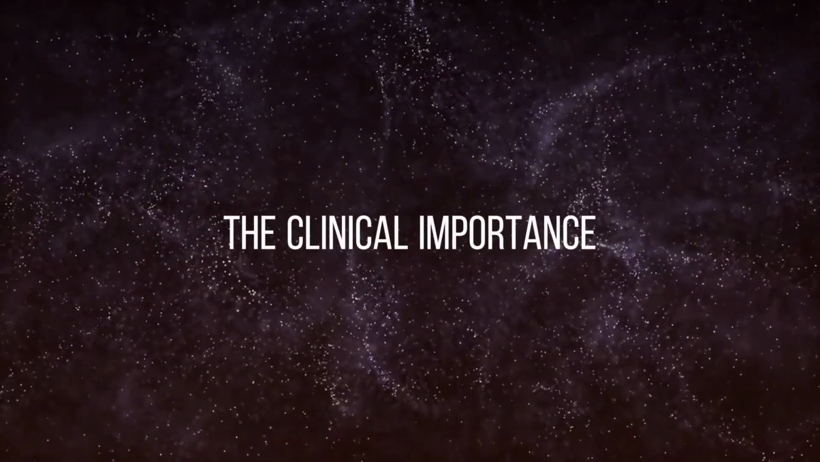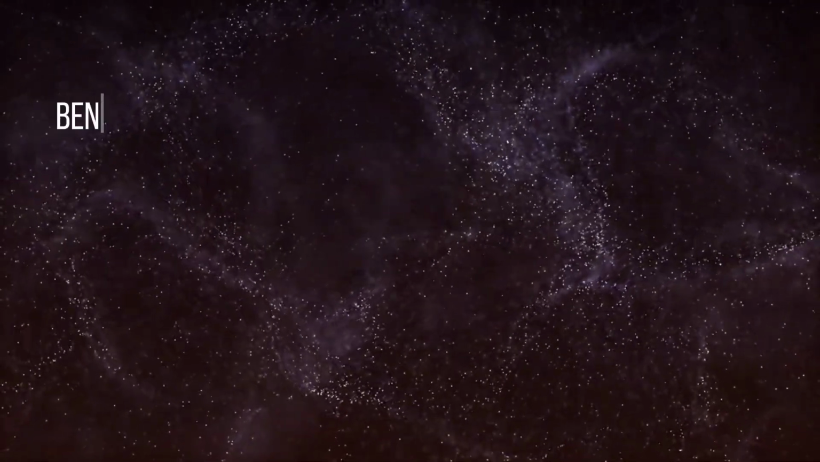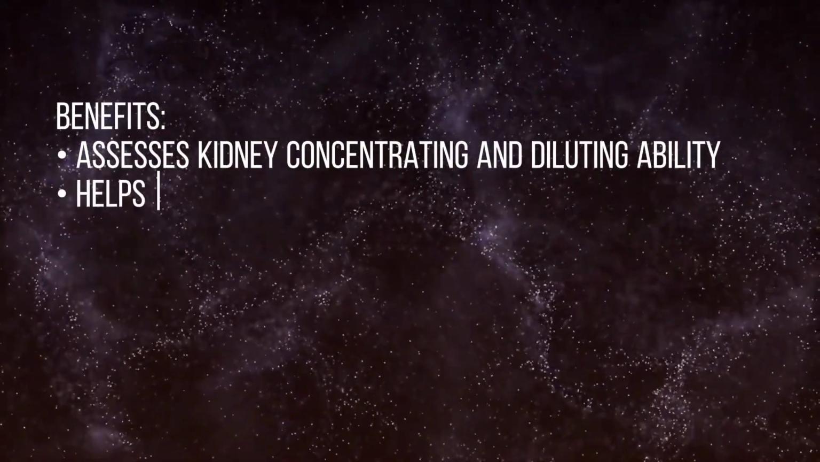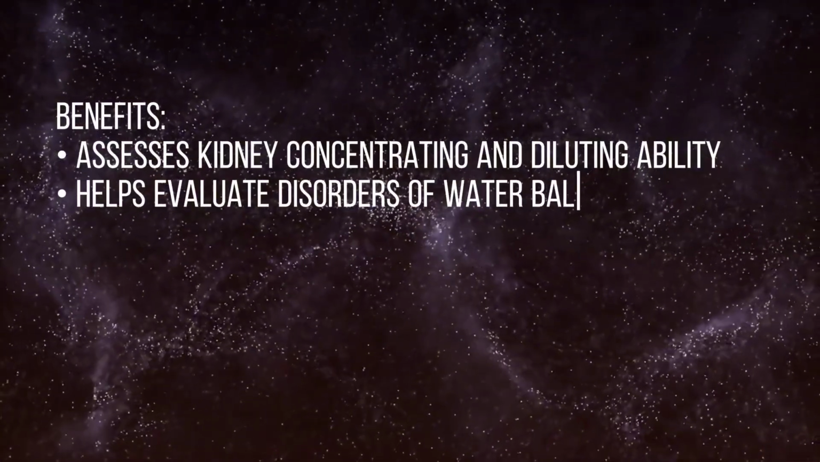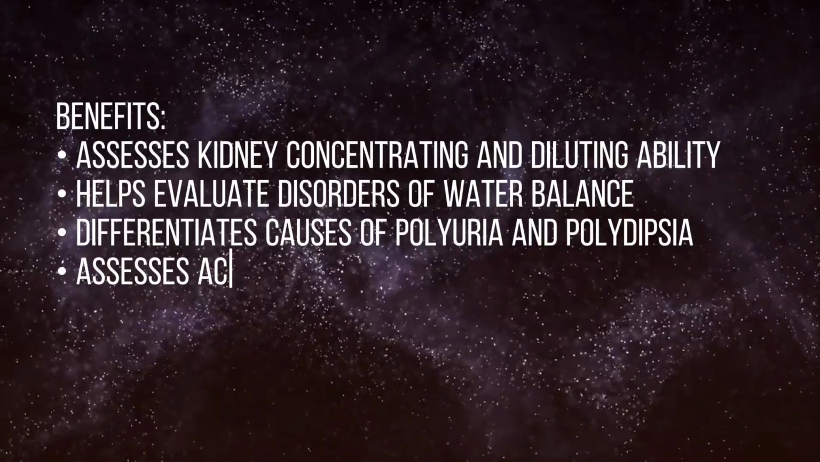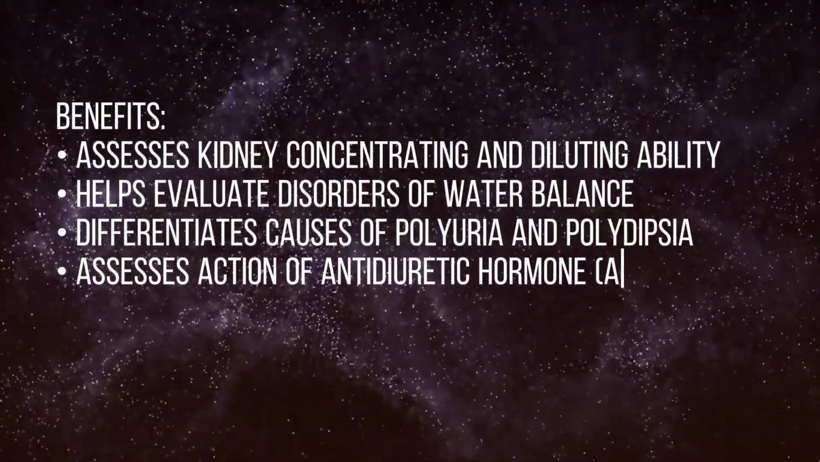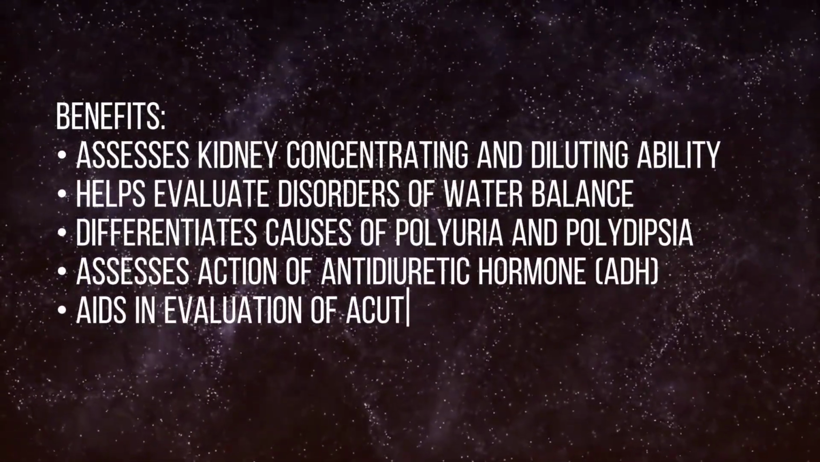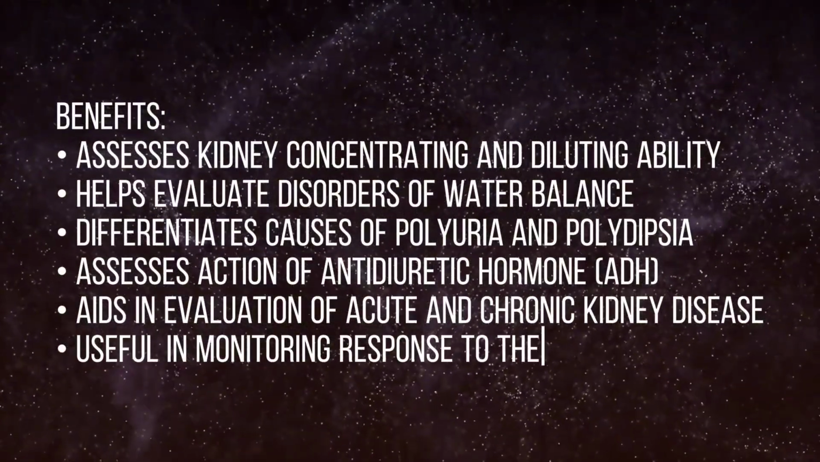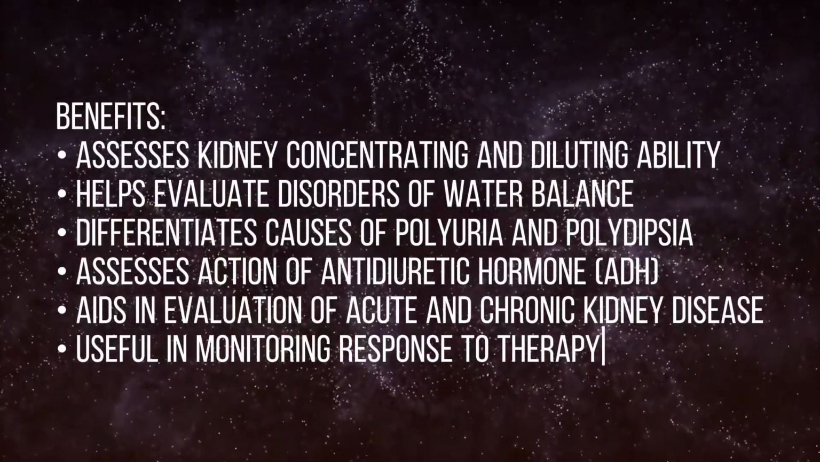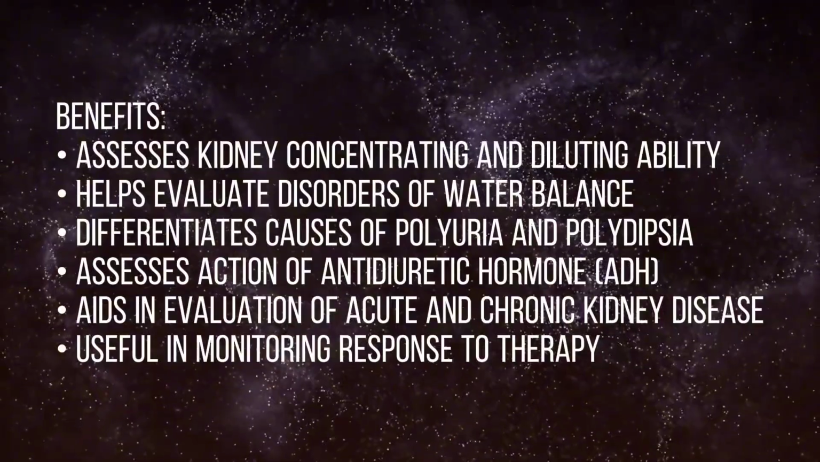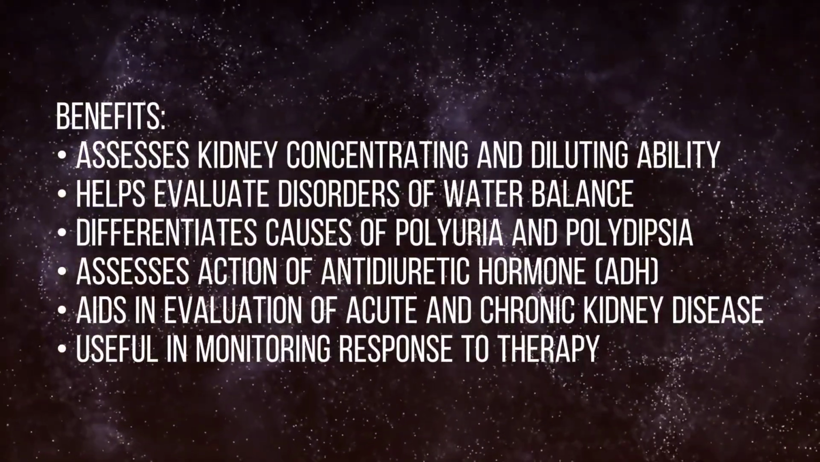There are many benefits of measuring urine osmolarity. Like with specific gravity, it helps to assess the kidney's concentrating and diluting ability. It also helps evaluate disorders of water balance, such as in conditions like hyponatremia, dehydration, and so on. It helps us differentiate the causes of polyuria and polydipsia, such as diabetes insipidus and primary polydipsia. It also helps us to assess the action of ADH. It also aids in evaluation of acute and chronic kidney disease, where low or inappropriately fixed urine osmolarity suggests tubular dysfunction. And finally, it is important in monitoring response to therapy.